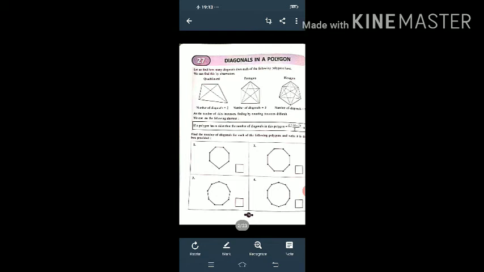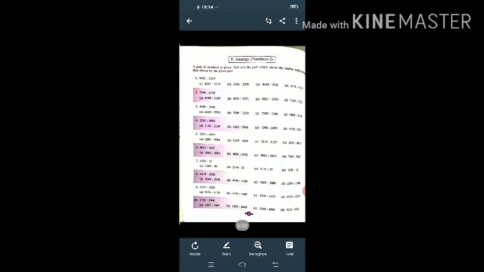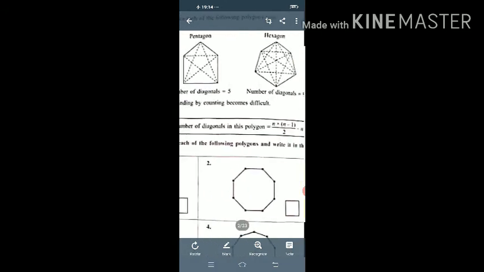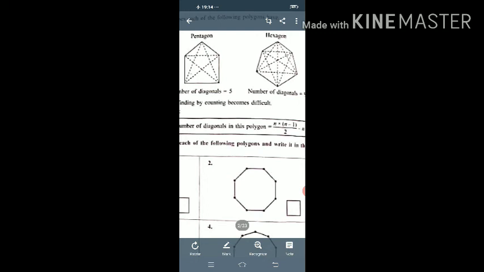the first part which we are doing in today's class is how to find the number of diagonals a polygon has. If you want to find the number of diagonals in a polygon, how will you draw it or find it? Instead of drawing, you can find it using a formula. The formula is n into n minus 1 upon 2.